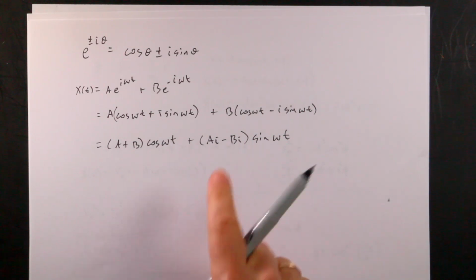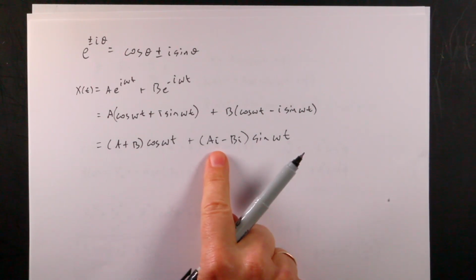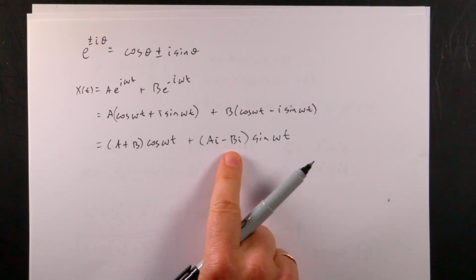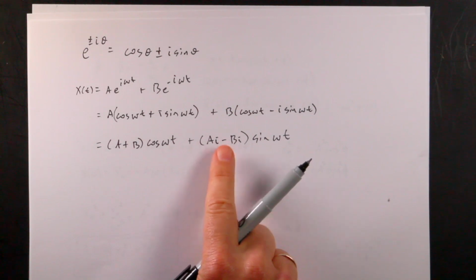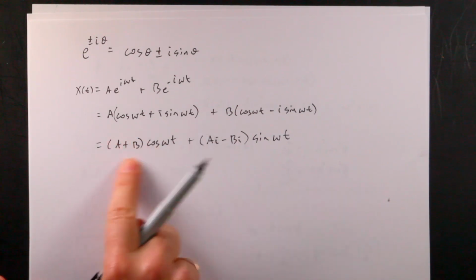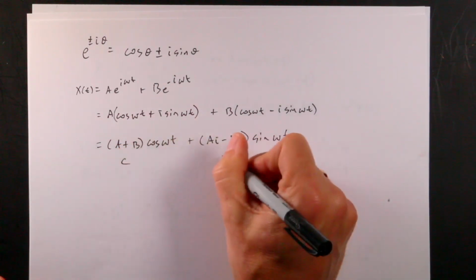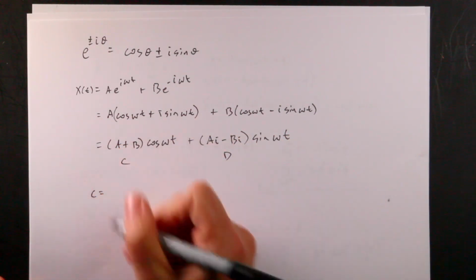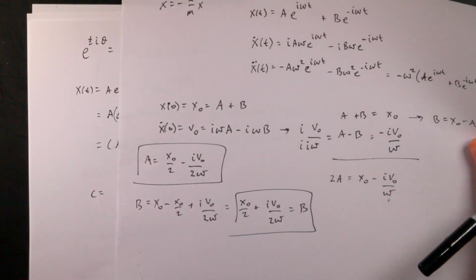Now, I mean, we can see here that in order for this to work, a and b are going to have to do something, right? But we already found a and b. So let's get this parameter. Let's just call this c, and let's call that d. So c is going to be a plus b. So right here, I have a plus b. I have a and b.